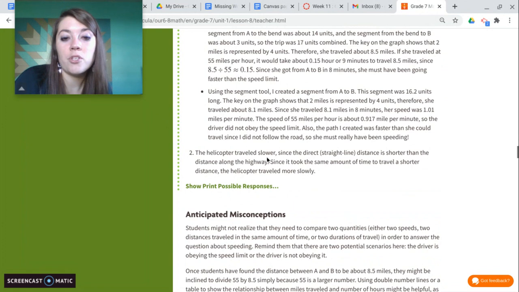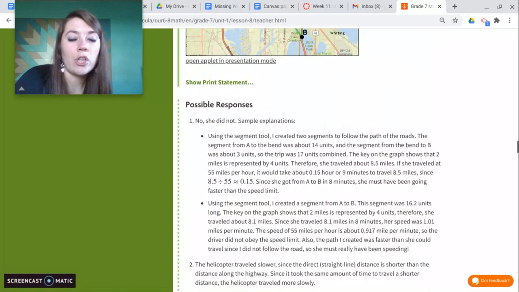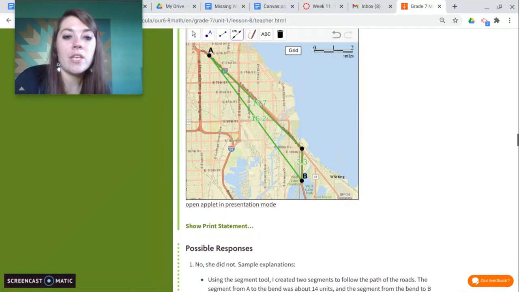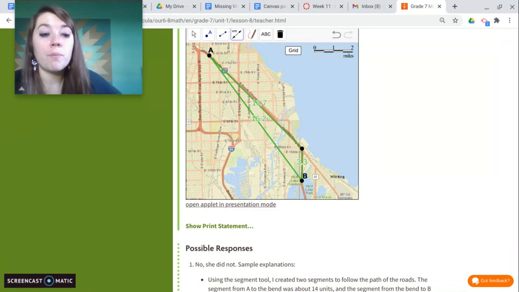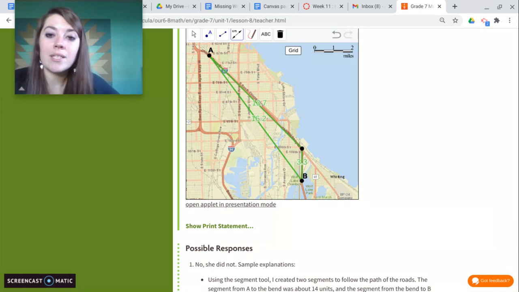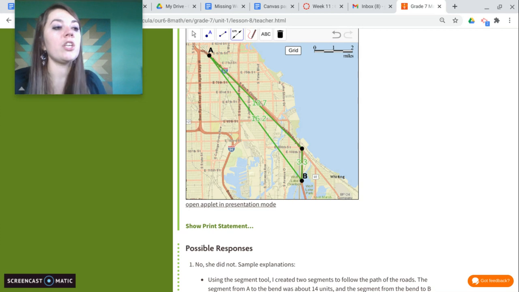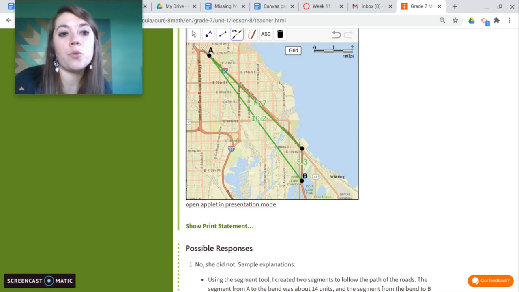So the helicopter traveled slower since the direct straight line distance is shorter than the distance along the highway. Since it took the same amount of time to travel a shorter distance, the helicopter traveled more slowly. So when you're taking the straight route, no curves, no bends, no turns, it should be faster, but if you get there in the same amount of time, you must be going slower. Okay? So your keyword for this lesson is real world.